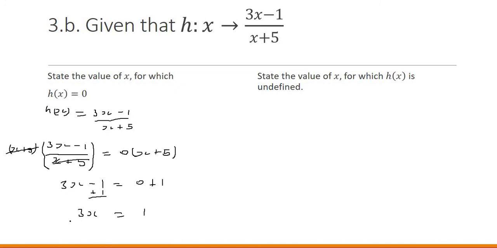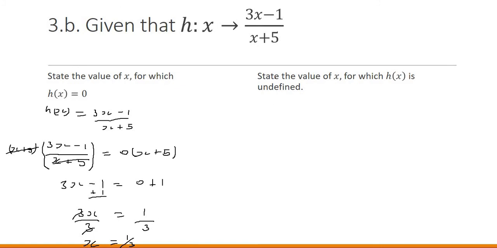We need to get x by itself. This x is being multiplied by 3, so we need to do the opposite of multiplying by 3, which is to divide by 3. Remember, whatever you do to one side, you must do it to both. So 3 will cancel out 3 here. So what we're left back with is just x is equal to 1/3. Right? And we're finished for this part.